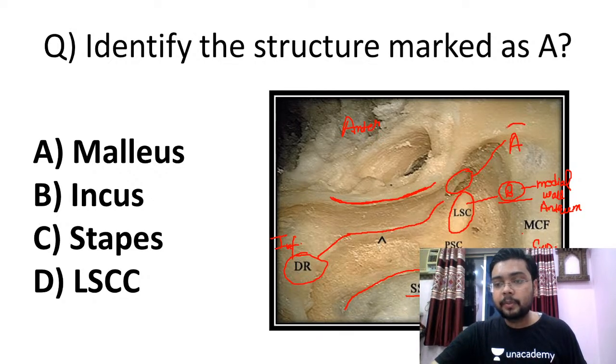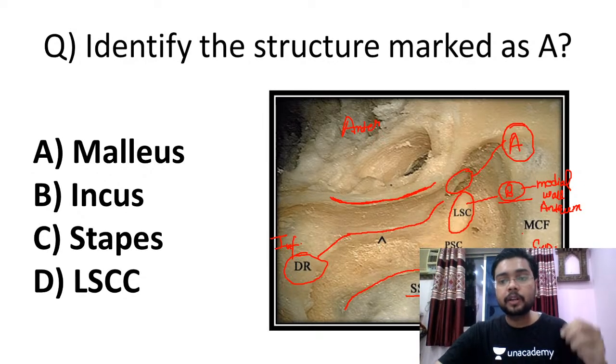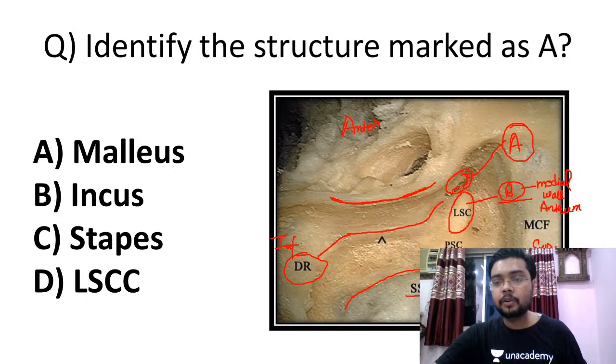Now the question remains, what is this A? This A that you are seeing, after you have done your cortical mastoidectomy and found your antrum, is your incus. This ossicle, a part of the incus, you can see here as a shadow. So the answer here will be incus.